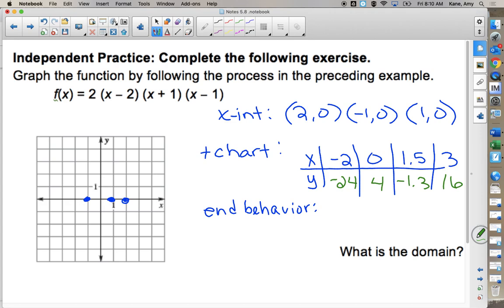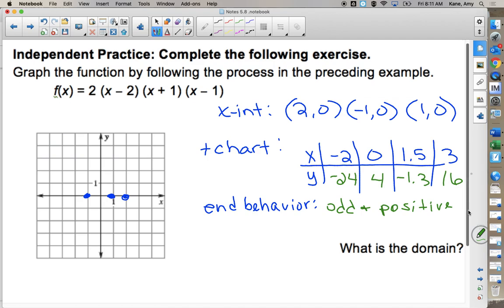Can anybody tell me what the end behavior would be? Peter? Yeah. So it's the same as the previous one because it's odd. There are 3 zeros. The number of zeros gives us also the end behavior of the power. There are 3 x's, so my power would be odd. And then it's also positive.